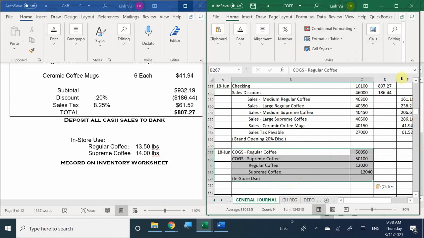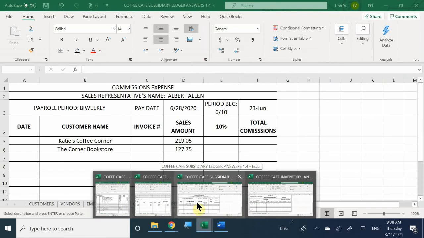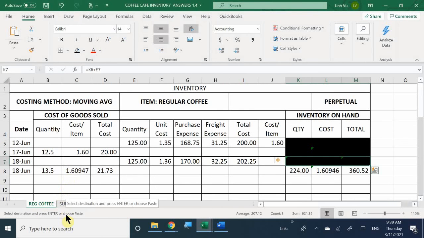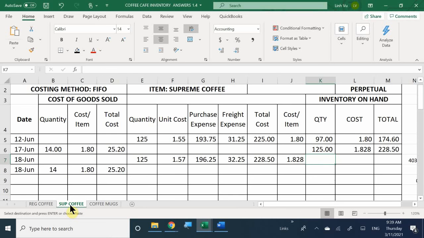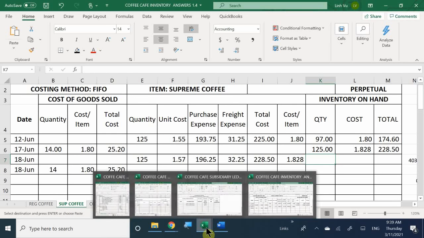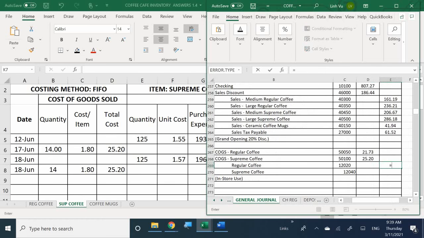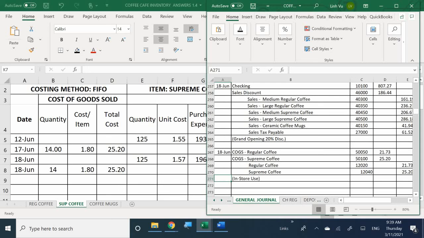Save me some time. And how much was my cost of goods sold for my regular coffee? $21.73. And then what about my supreme coffee? $25.20. So $21.73 is what I sold, or in this case used. And my supreme coffee was $25.20. And that's exactly what we're going to take away from our inventory. Okay. So now that we posted it to the journal, what's next?